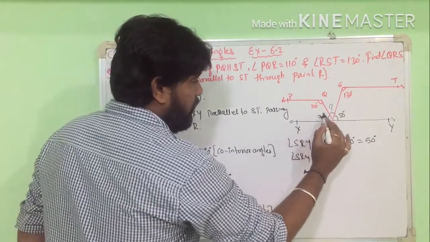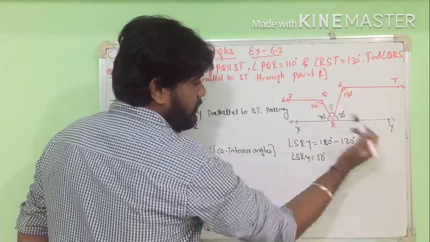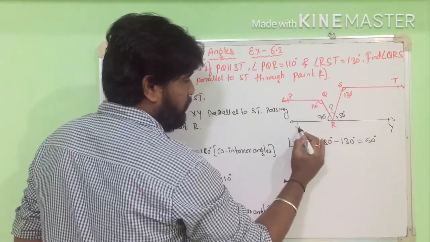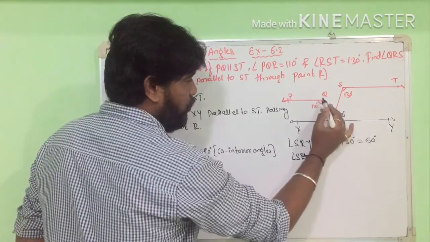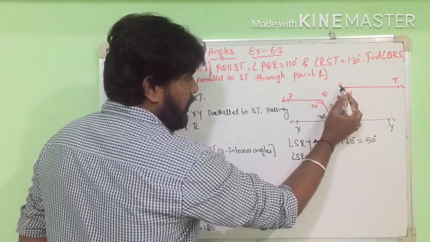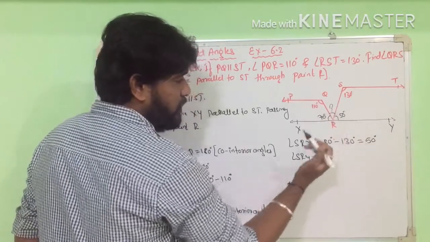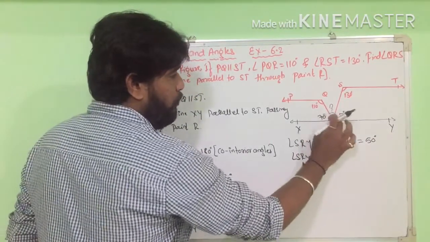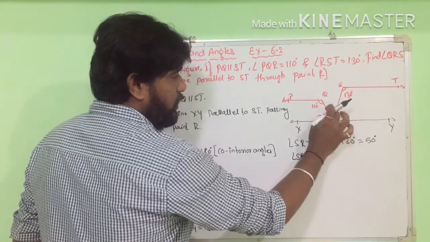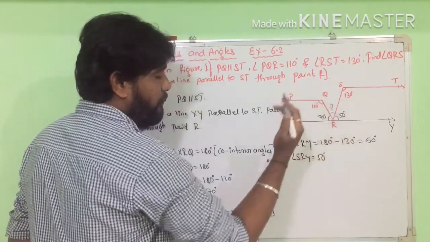See here, the sum of these three angles is a straight line, 180. XY is a straight line. So the sum of these three, which ones? Angle XRQ plus angle QRS plus angle SRY. The sum of these three is 180, and we know these two angles, so the remaining angle is QRS. We will find it here.